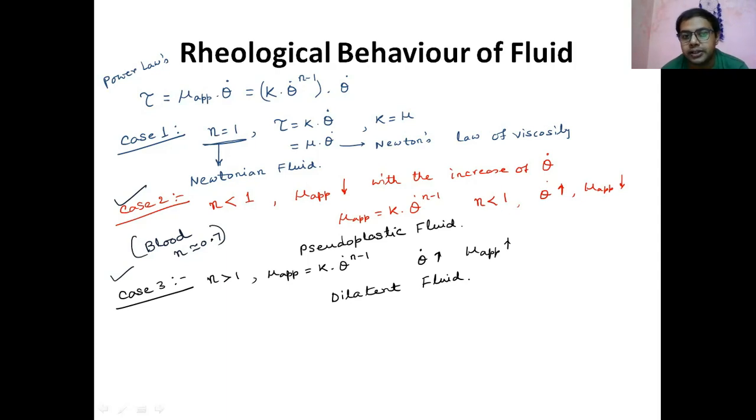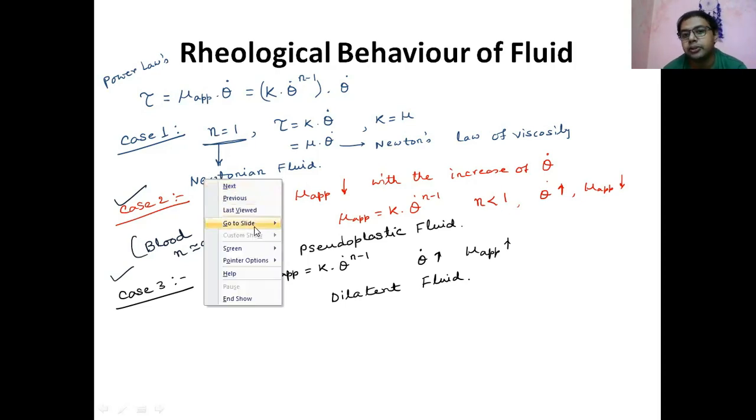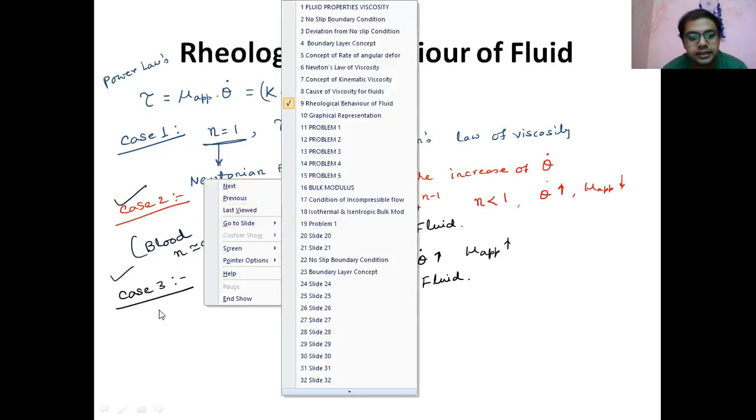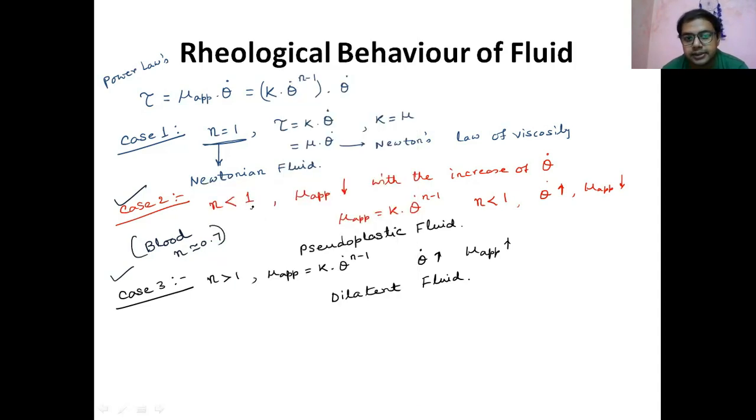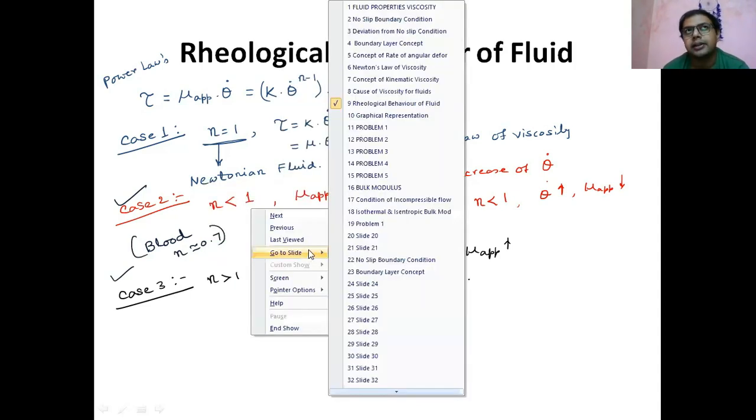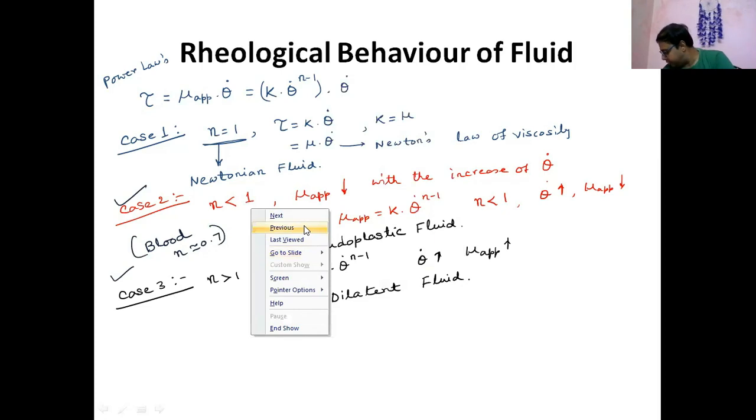A polymer solution is another example of a pseudoplastic fluid. Similarly, the dilatant fluid has many examples, such as honey, and other examples will also be given one by one. Sugar solution and butter solution are all examples of the dilatant fluid.